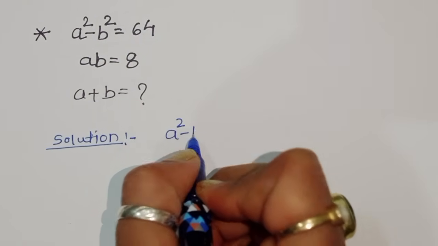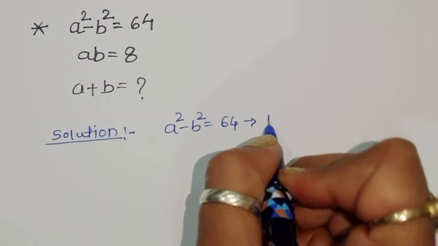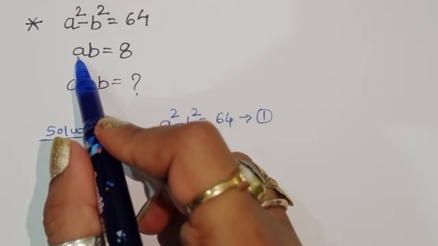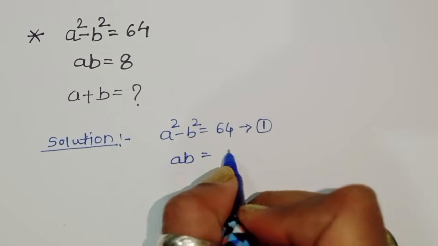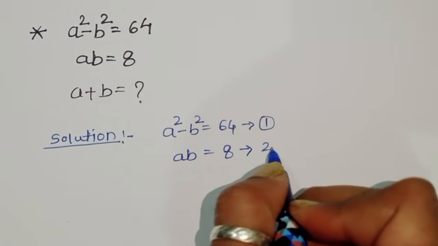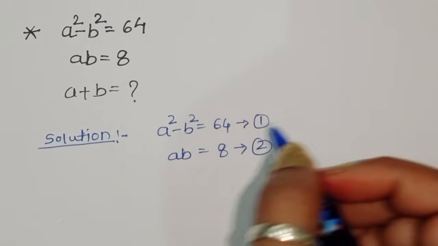The first equation that is given is a square minus b square is equal to 64. This is equation number 1. Next one is ab is equal to 8. This is given. ab is equal to 8. This is equation number 2. So we have these two equations and we have to find out the value of a plus b, right?